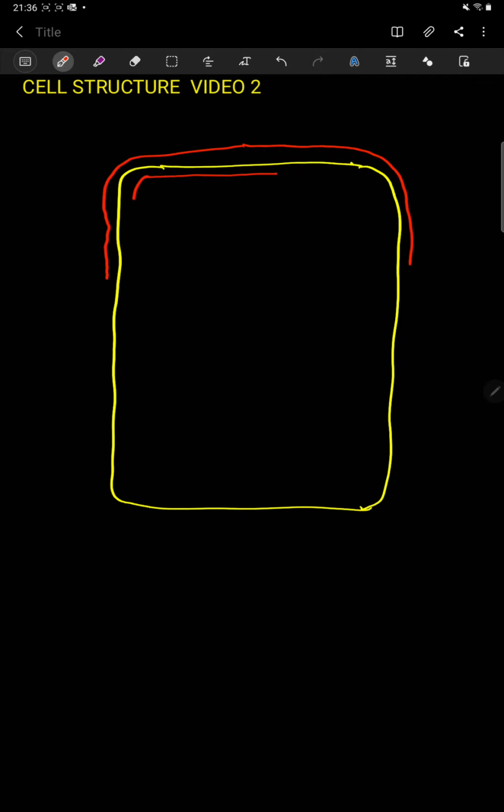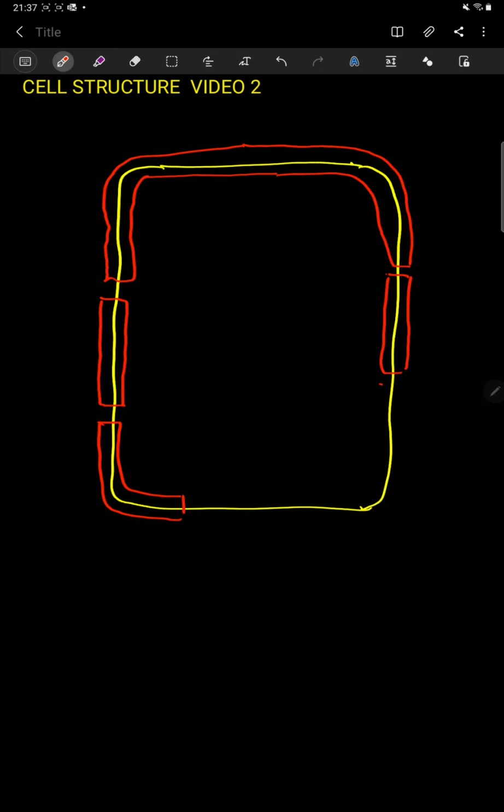This yellow line is indicating the plasma membrane. This red line present outside the yellow line is termed as the primary cell wall, and beneath the yellow line is the secondary cell wall. So I am making both the cell walls very clearly. If you draw only the outer one, it is again correct, because in all the plant cells, the deposition of the secondary cell wall is not mandatory.